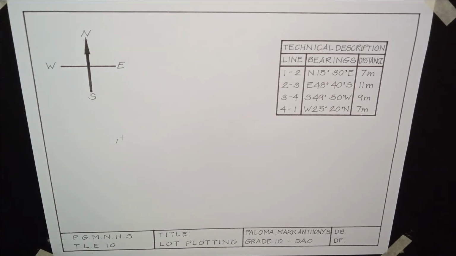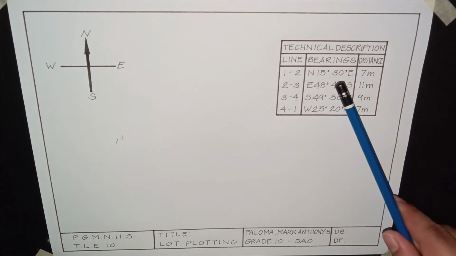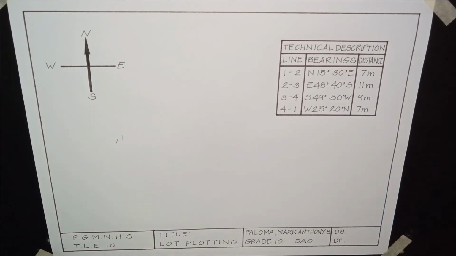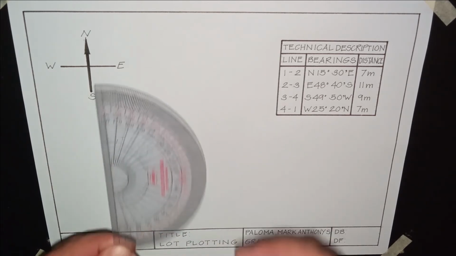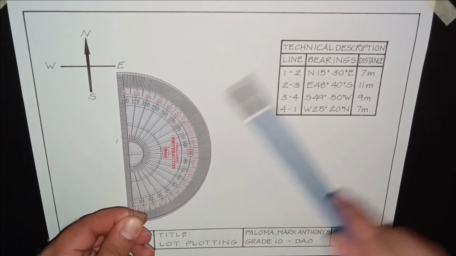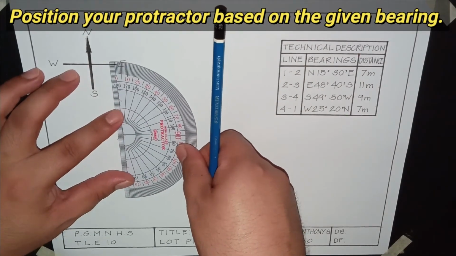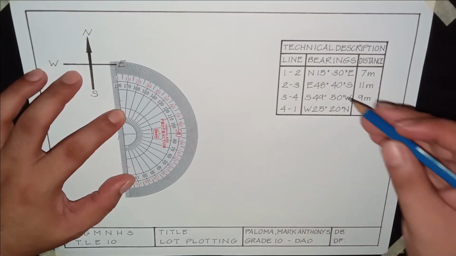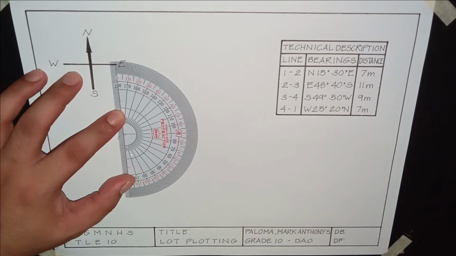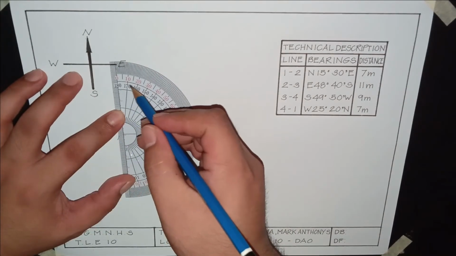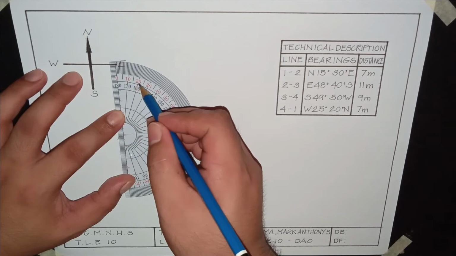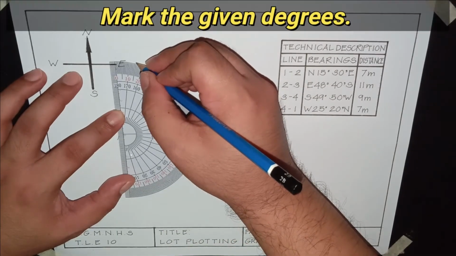Using your protractor, we have the bearing of north 15 degrees, 30 minutes east. Yes, our protractor is going to east. So the placement should be like this. In a vertical position, facing the east part. The given degree is 15 degrees. So where can we find 15 degrees? We have the middle or the center of 10 and 20 degrees, that is 15. So mark it.